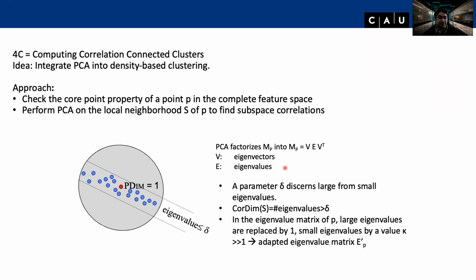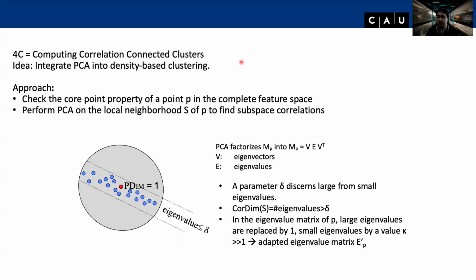So after introducing the algorithm of Oculus, we now move on to a different one, namely 4C, which stands for Computing Correlation Connected Clusters. The idea here of 4C is actually to combine the concepts from PCA in a local context, where this locality is captured through applying density-based clustering in a modified version.